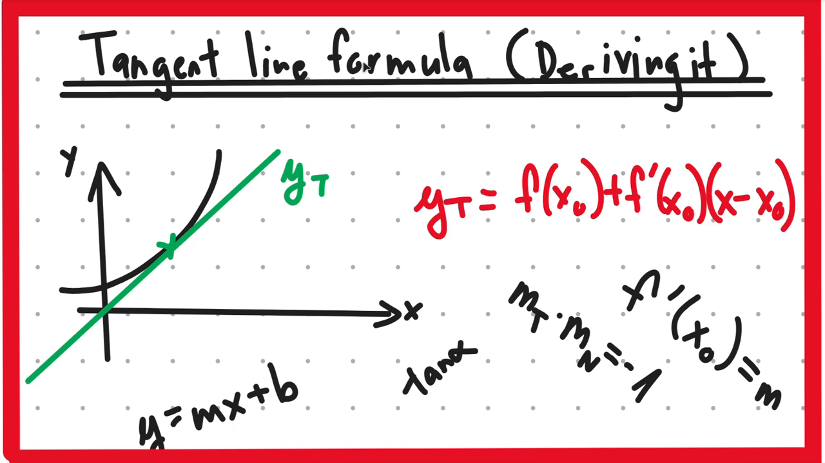In this video, we're going to talk about the tangent line formula. And we're going to derive this formula called the tangent line formula, which is f of x naught plus f prime of x naught times x minus x naught. I hope you have seen some of these formulas before, like y equals mx plus b, the normal slope formula, or the tangent of alpha for the rise over run, or the m tangent times the m normal slope is equal to -1 or something like that. So in this video, we're going to talk about the derivation of this tangent line formula.